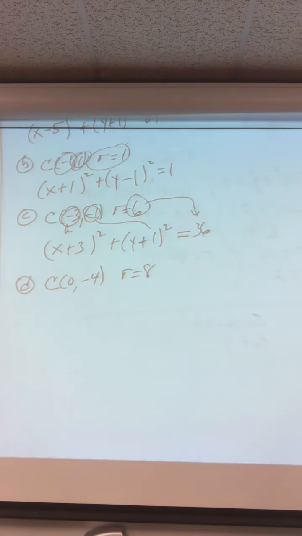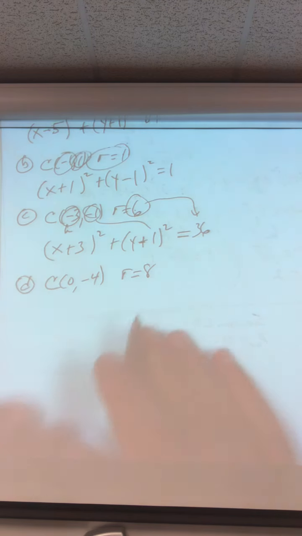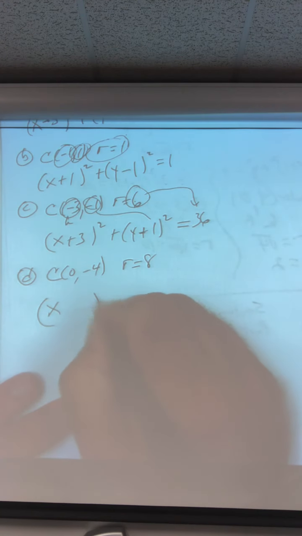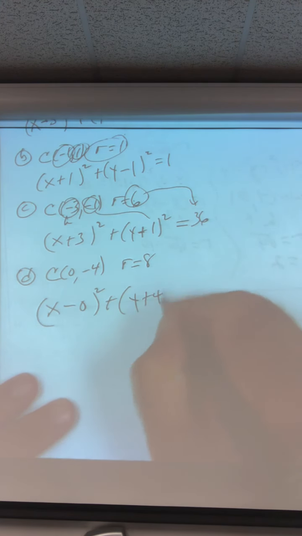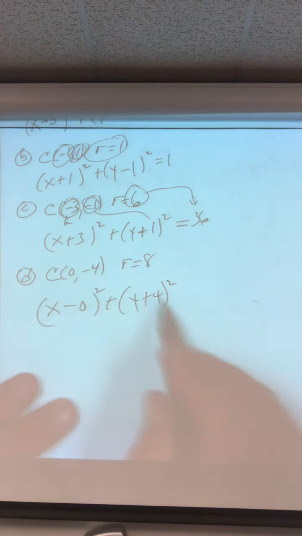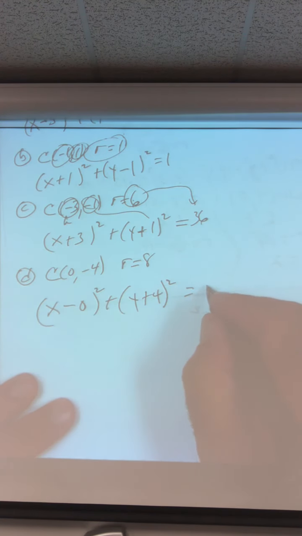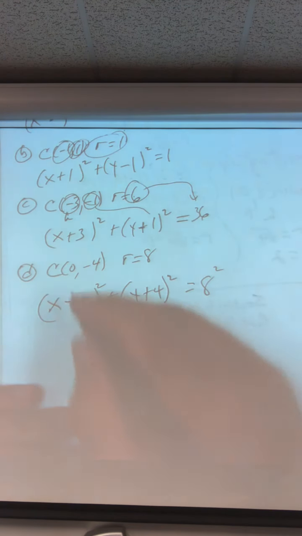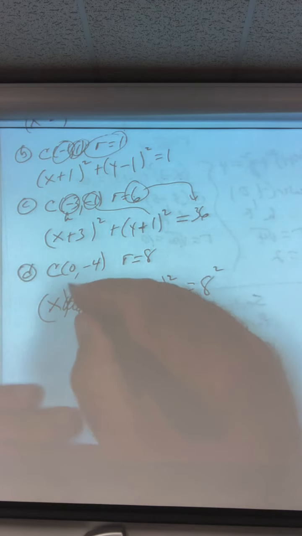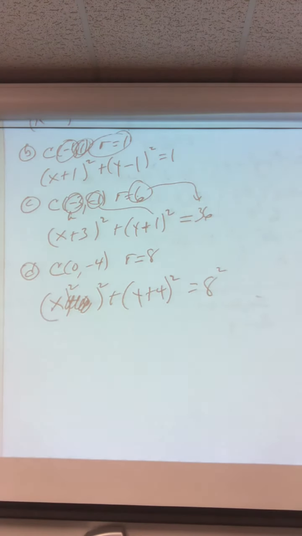Center 0, -4, radius 8. So this would be x, take the opposite, -0 squared, plus y plus 4 squared equals 8 squared, which is 64. Now this x minus 0 doesn't have to be in there because it's 0. So you could just call it x squared like that.